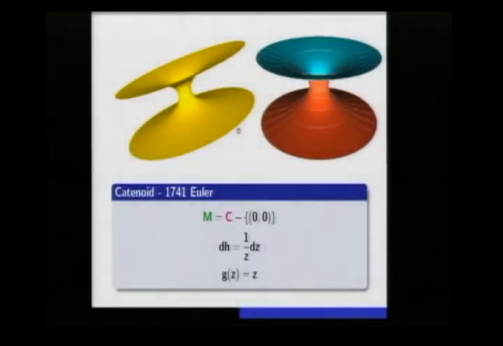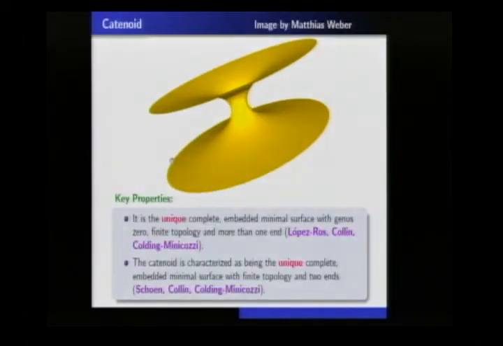Okay, we have the catenoid. Nice representation again. We think of it as the punctured complex plane. We write down this holomorphic differential. We write down a very simple Gauss map, g of z equals z, and we get the catenoid. And again, it has some nice properties. It's the unique complete, embedded minimal surface of genus 0, finite topology, and more than one end.